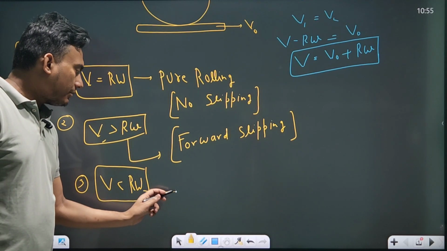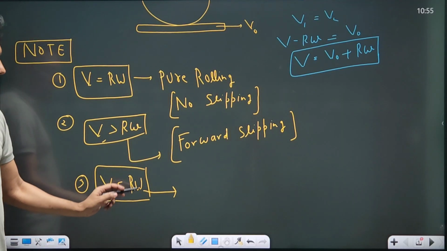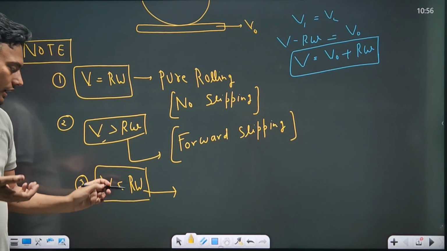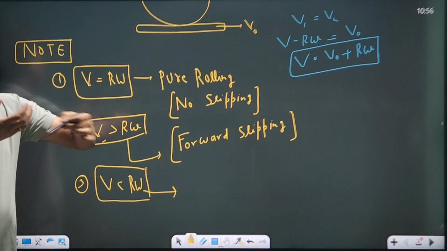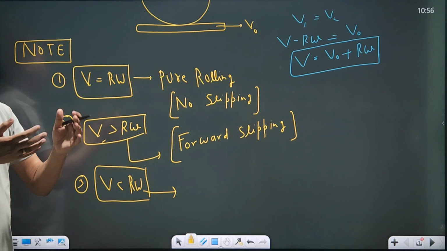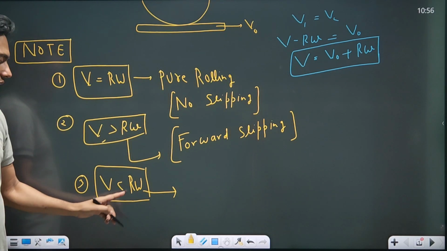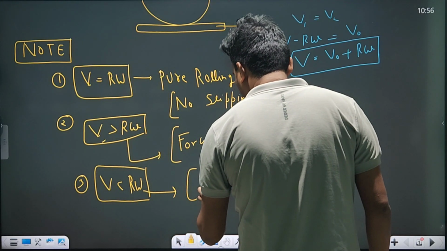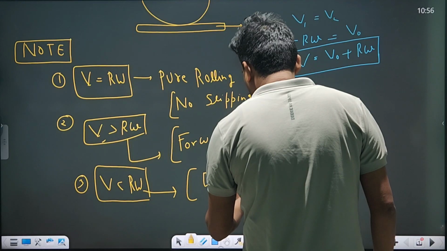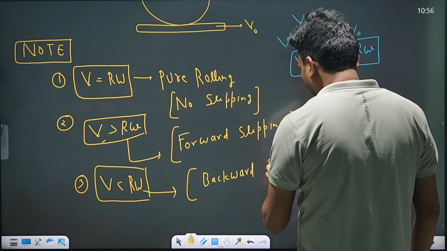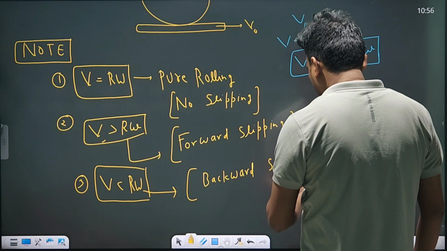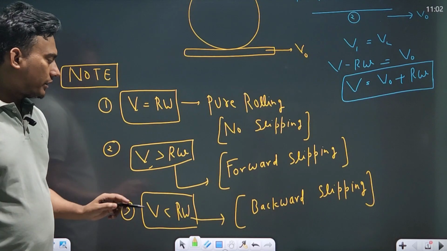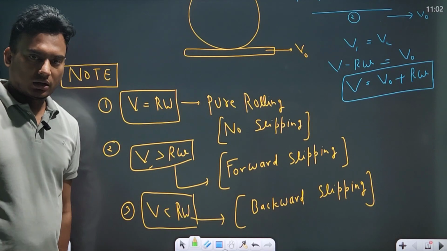So what is the practical example of V less than R omega? Here R omega is more and V is less. Suppose the wheel of a car is in mud. If you again see the wheel, the wheel is only rotating. It's not going in the backward or forward direction. So if V less than R omega, then this is called backward slipping. So we write here basically 3 points: V equal to R omega, V greater than R omega, and V less than R omega. Okay.